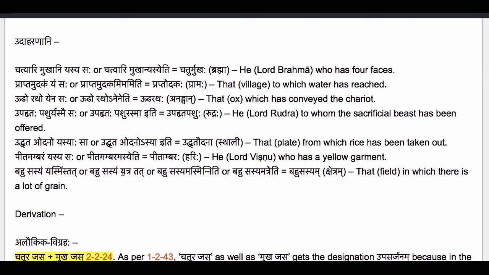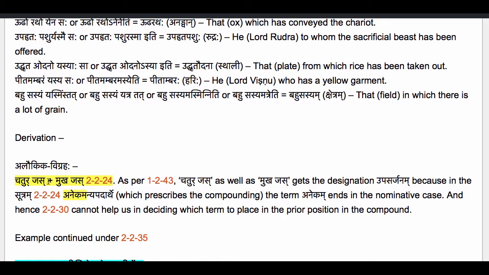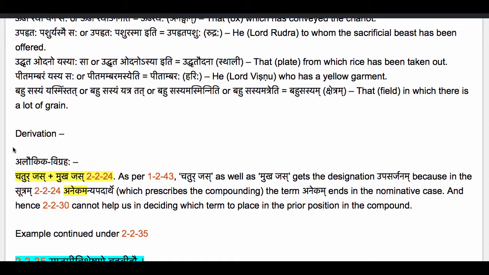Okay, let us now take the derivation of the compound Chaturmukha. We have already seen that the Laukika Vigraha is Chatvari Mukhani Yasya Saha. The Alaukika Vigraha is Chatur Jas plus Mukha Jas. Compounding, of course, authorized by the Sutram 2.2.24 Anekam Anyapadarthe. Now, as per the Sutram 1.2.43, Prathamanirdishtam Samasa Upasarjanam, Chatur Jas as well as Mukha Jas gets the designation Upasarjanam because in the Sutram 2.2.24 Anekam Anyapadarthe, which prescribes the compounding, the term anekam ends in the nominative case. So both of these get the designation upasarjanam, and hence 2.2.30 Upasarjanam Purvam cannot help us in deciding which term to place in the prior position in the compound.